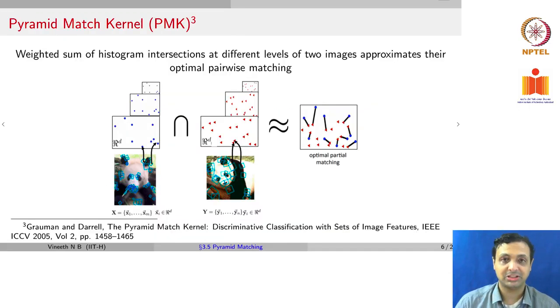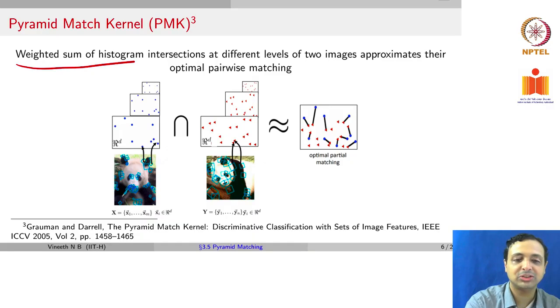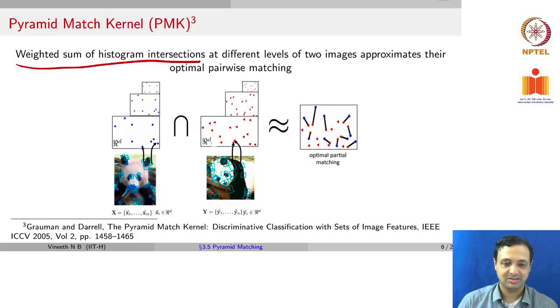Let's come back to the pyramid match kernel now. So we said that the pyramid match kernel does a weighted sum of histogram intersections at different levels of two images, and it approximates optimal pairwise matching. We'll first conceptually talk about it, and then we'll give a concrete example and go over how it's done.